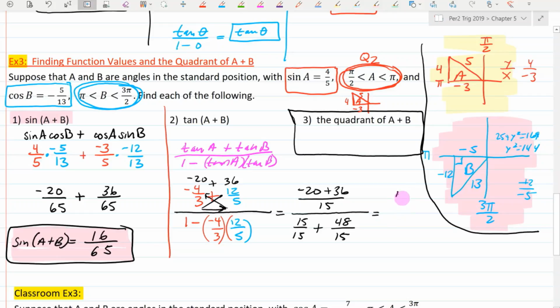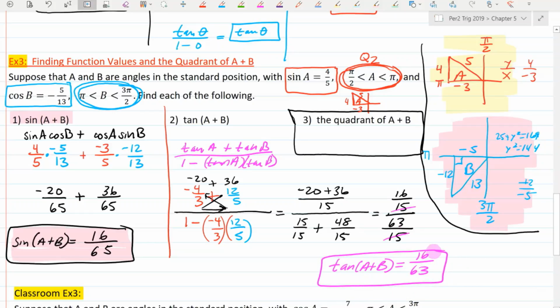So now I have 16 over 15 divided by 63 over 15. Since the top and bottom have the same denominator, those can cancel. So what I have is tangent of A plus B is equal to 16 over 63. If you want, you can flip and multiply: take 16 over 15 times the reciprocal of the bottom. Those would cancel. All right.